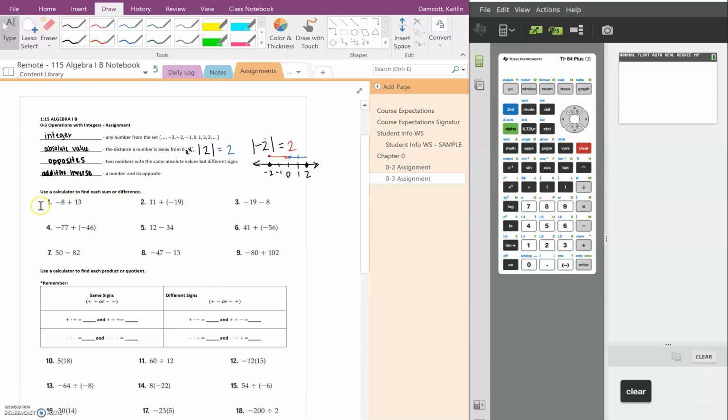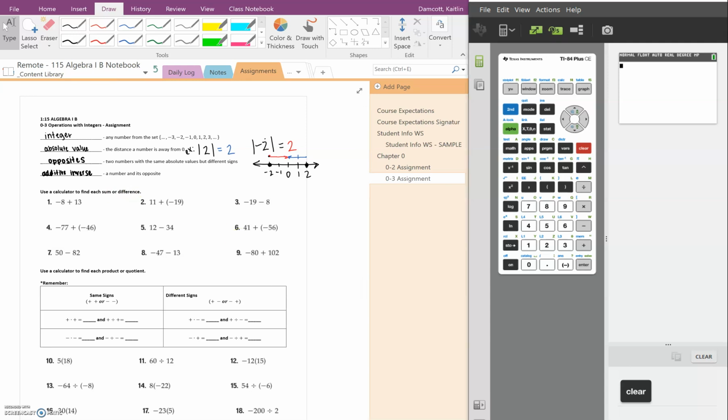What I'd like you to do is take some time to complete 1 through 9. You can hit pause and do this really quickly if you want, but all you're going to do is use your calculator to find the sum or difference. So sum means you're adding the integers, and difference means that you are subtracting them.